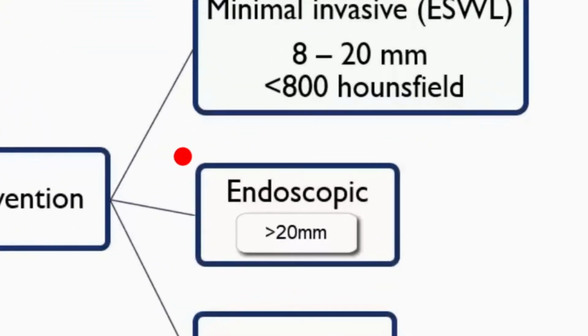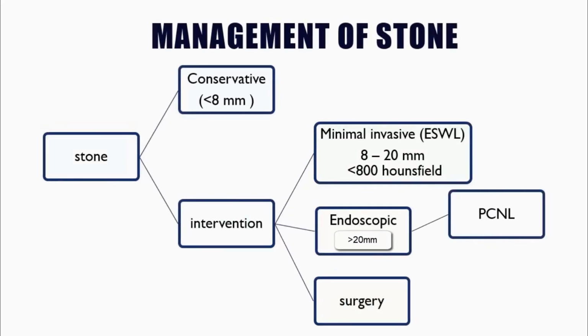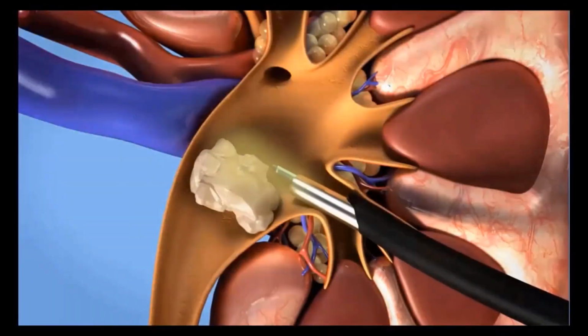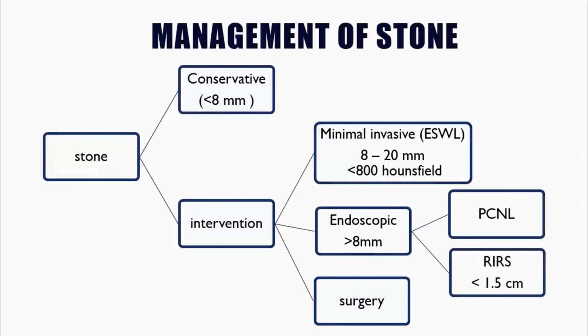If the stone is greater than 20 mm or greater than 800 Hounsfield, we do endoscopic intervention, in which we either go to the stone from above using PCNL, or we go from below using RIRS, retrograde intrarenal surgery.